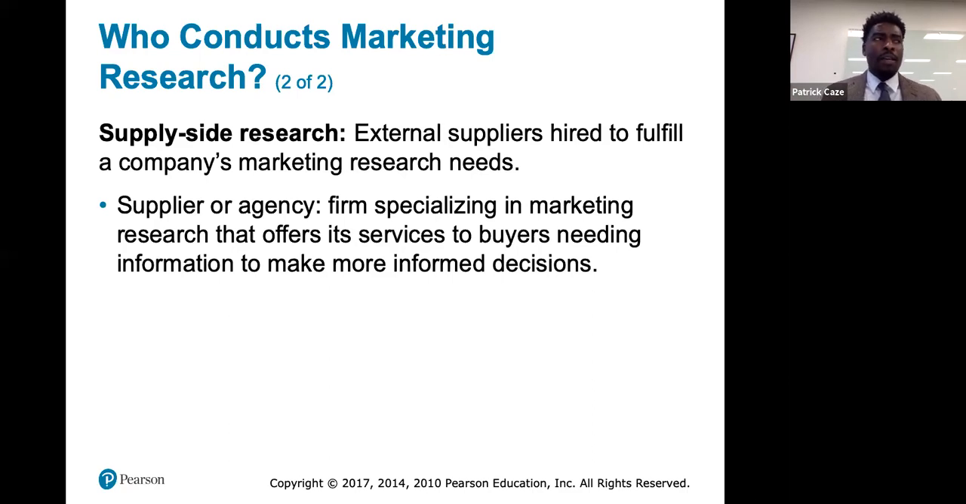These firms specialize in marketing research and offer their services to buyers needing information. So basically, you go someplace and ask, can you help me out here? Because I can't do it myself. Sure. So that's supply side research. So you have client side research and supply side research. Client side is internal, supply side is external, or outsourcing or seeking research.